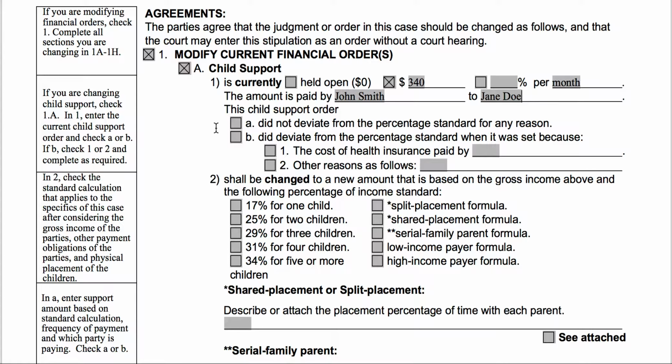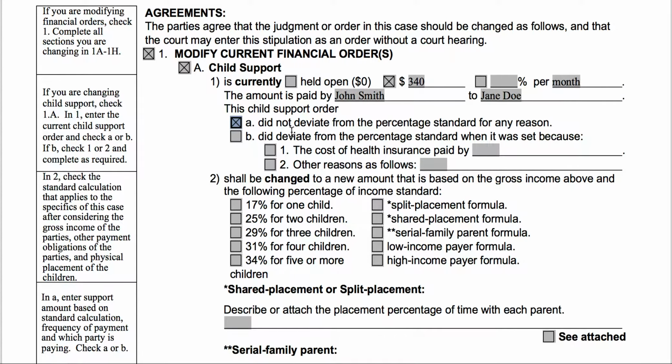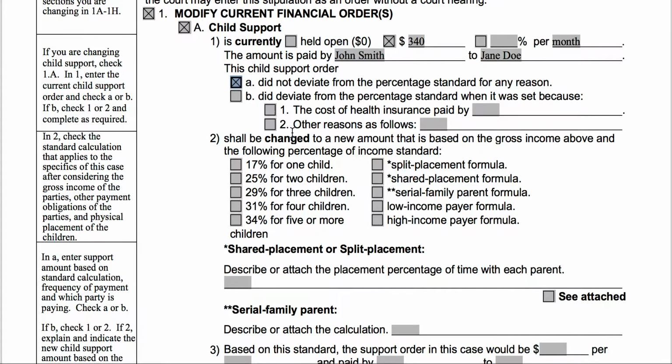So most people aren't going to have a deviation from that percentage standard, so their court won't do something different than that. So we're just going to check A, because in John and Jane's case, they didn't deviate at all.